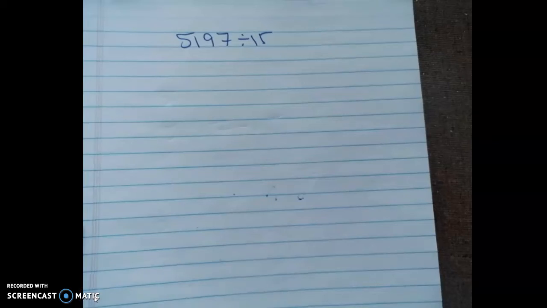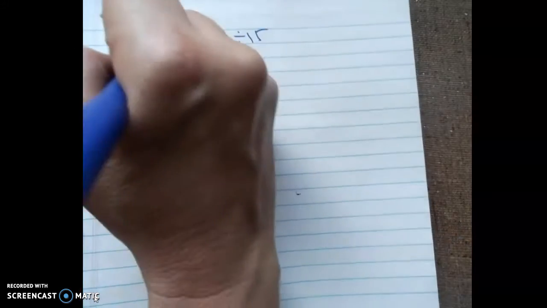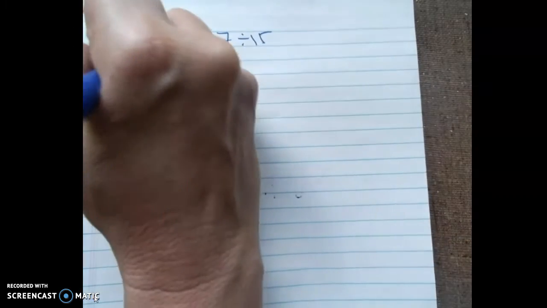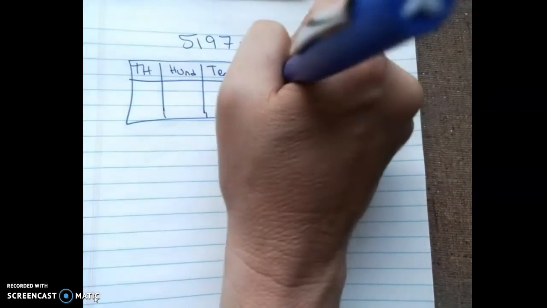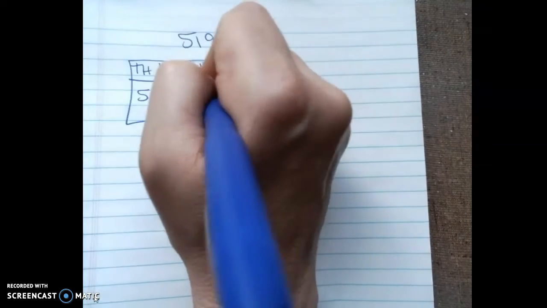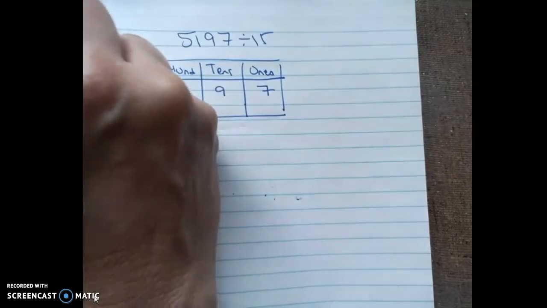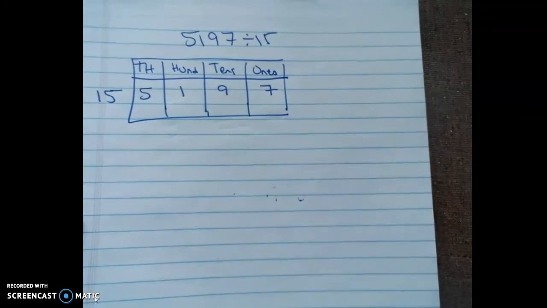Okay, here's a quick video on the base 10 chart. This dividend has the thousands position, hundreds position, tens position, and ones position. I'm just going to make a place value chart here, and I put that in because that's actually the area, that's the answer. And I'm dividing by 15, which is my divisor.